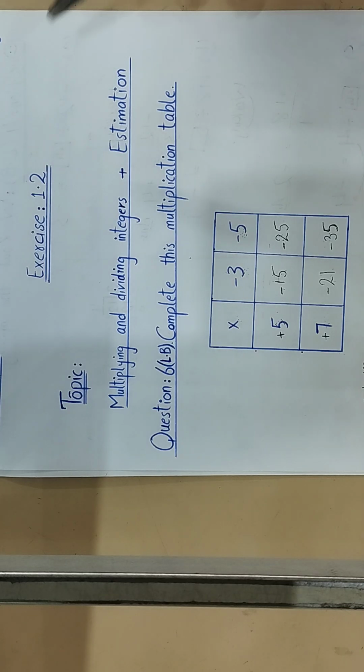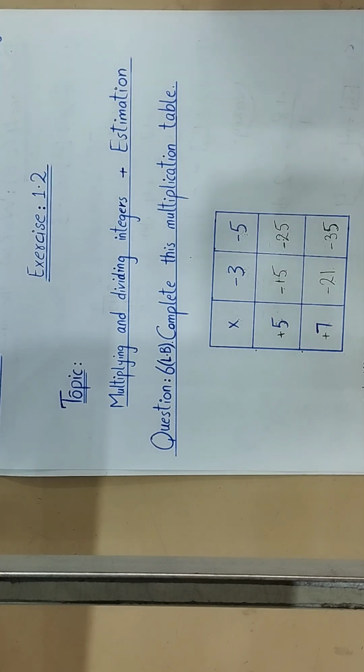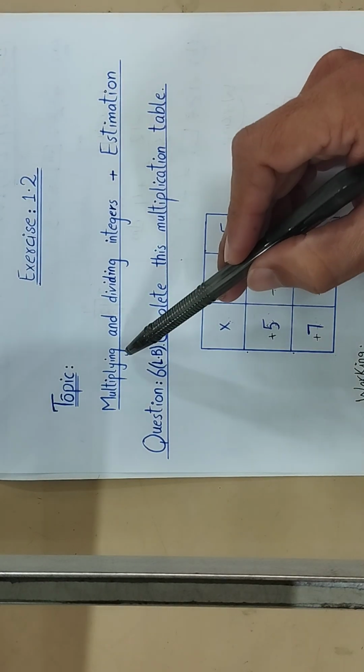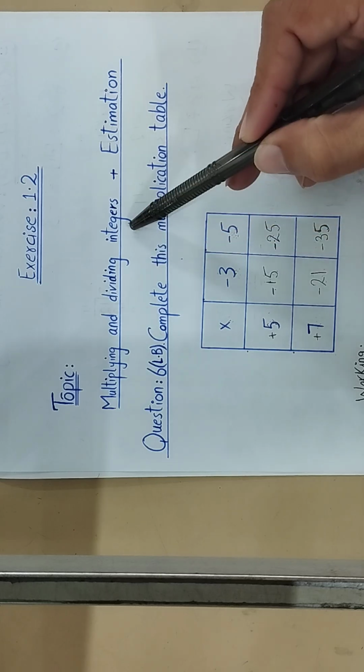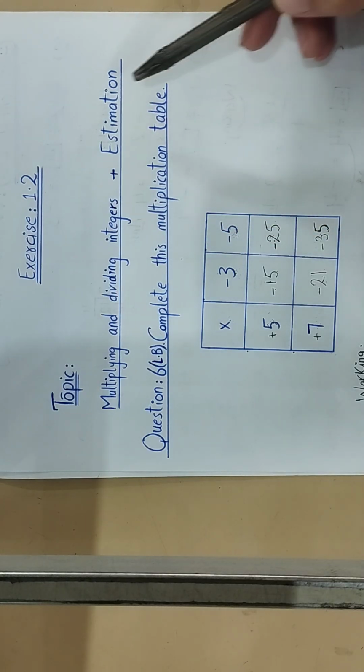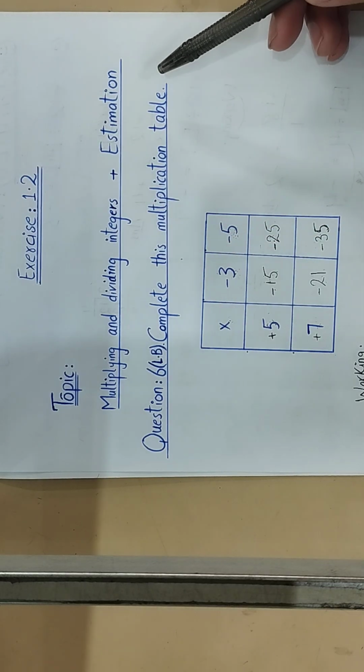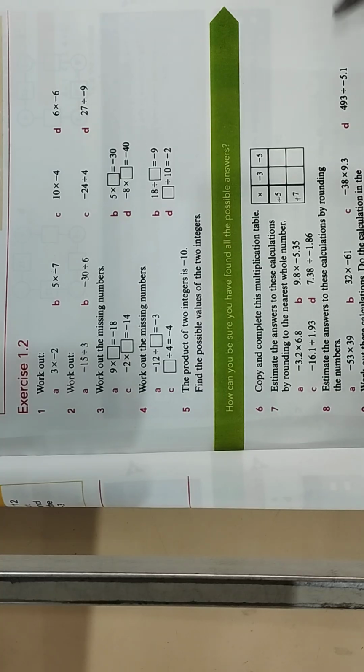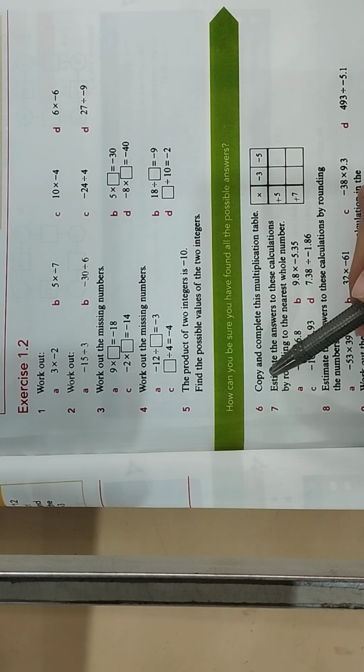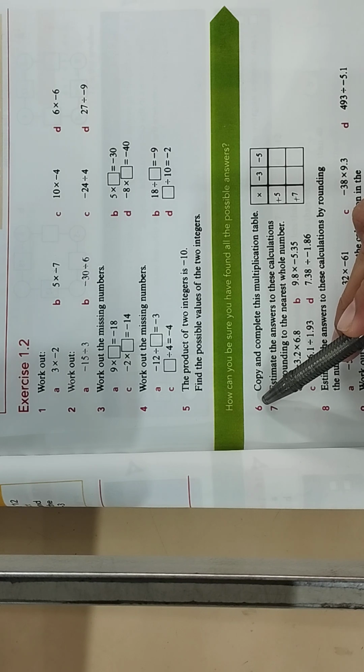As you all know, we are doing exercise 1.2 and the topic of this lesson is multiplying and dividing integers and estimation. So let's start today's lesson. At first we'll see question number 6 of this exercise. It is on page number 15 of your learner's book. Exercise 1.2, question number 6 of your learner's book.